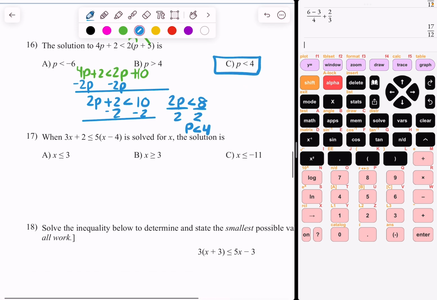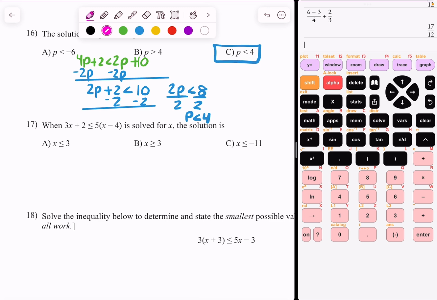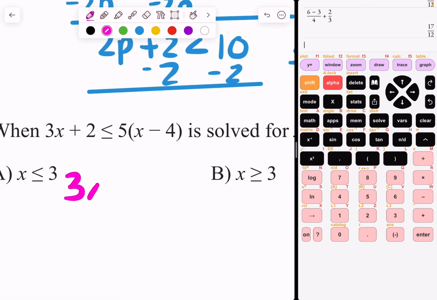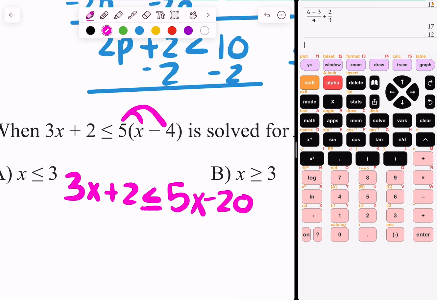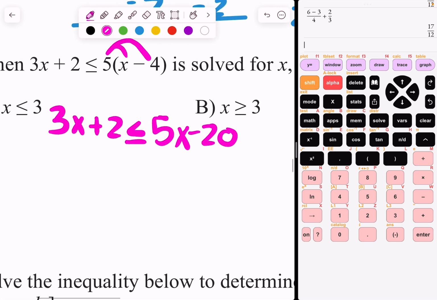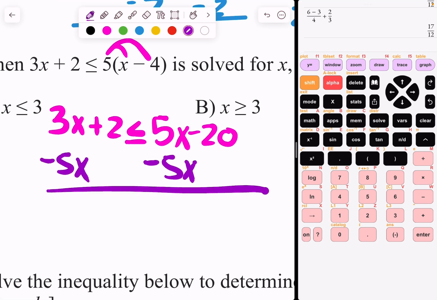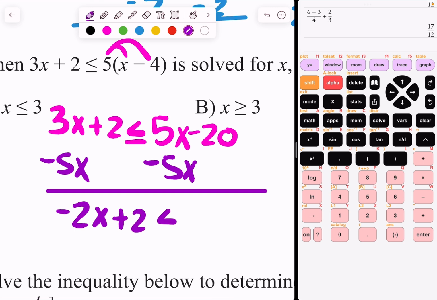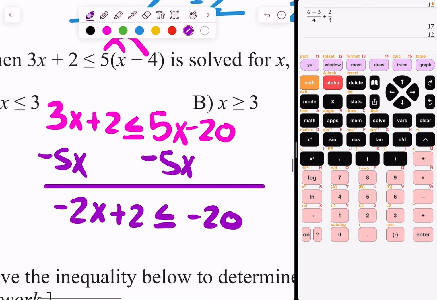Very, very similar. Let's try this one. Leave the left side alone, 3x plus 2. On the right side, let's distribute. 5 times x is 5x. 5 times negative 4 is negative 20. I'm going to subtract 5x. I get negative 2x plus 2 is less than or equal to negative 20.